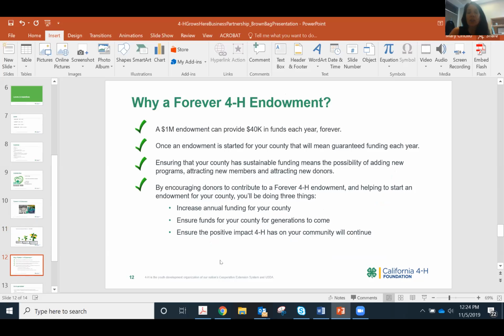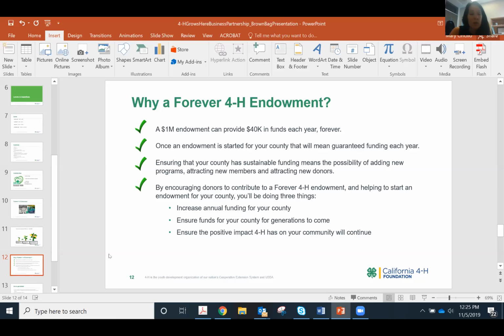I mentioned earlier the goal is $1 million, and that's because it can roll off $40,000 a year, which would be able to fund a part-time CES in perpetuity. Once the endowment is started, it's guaranteeing funding for your county forever. And sustainable funding means that you can add new programs, attract new members, be more flexible with your programming. So it is a long-term goal. But again, 4-H alumni donors definitely love this kind of investment.